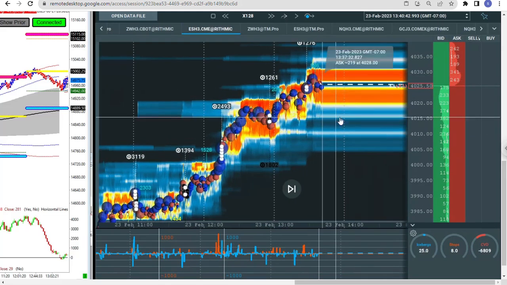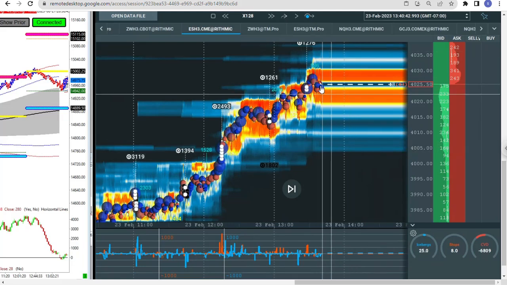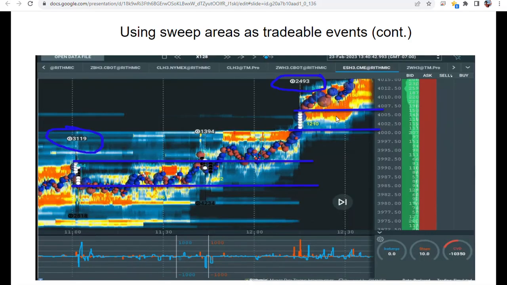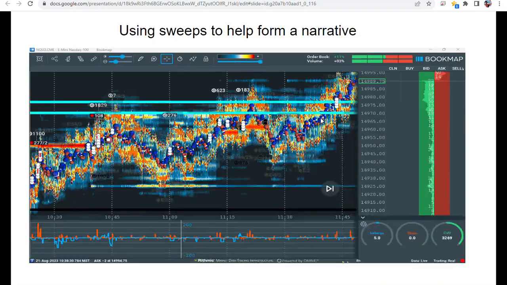And at the close, it sold off a little. They started sweeping a little bit. I don't have that part in here, but it's just really, really important information. And that is it for the sweeps section. Like I said, very important.